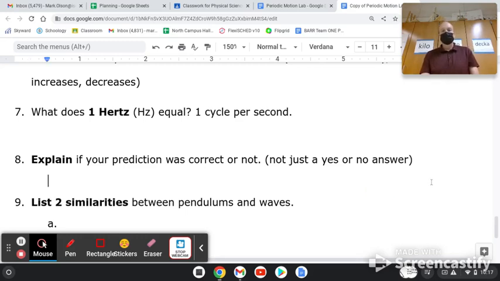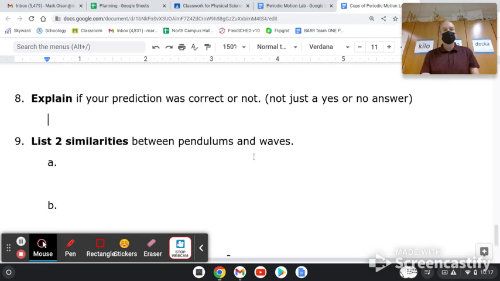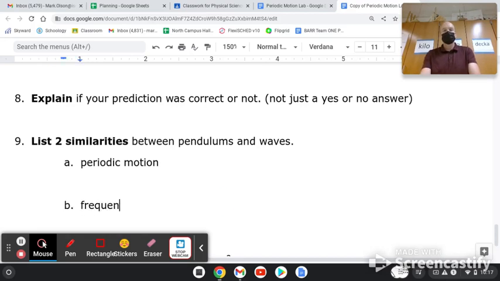All right, go ahead and explain that based on your prediction. 2 similarities. So pendulums and waves. Your book used the word periodic motion. They both have periodic motion. And because they have periodic motion, they have a frequency, right? And a period. All right, well, there's a couple of similarities you might have mentioned there.